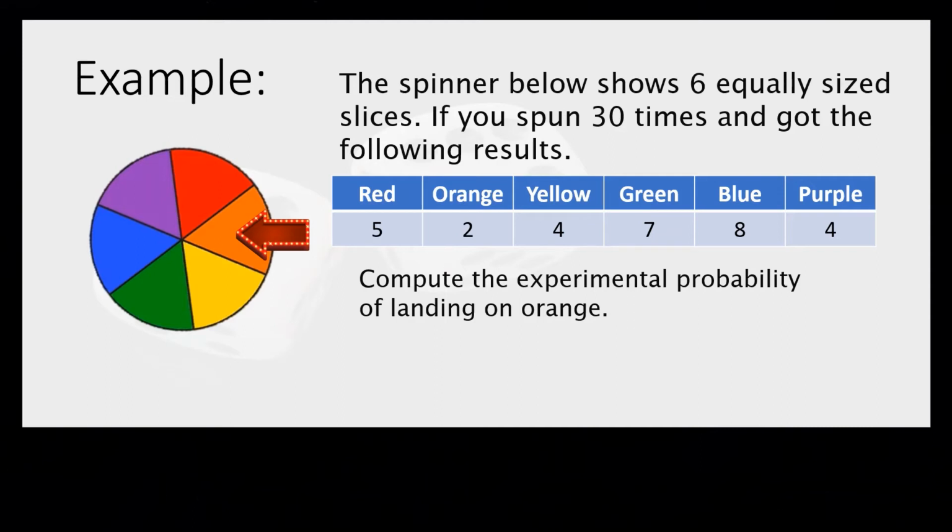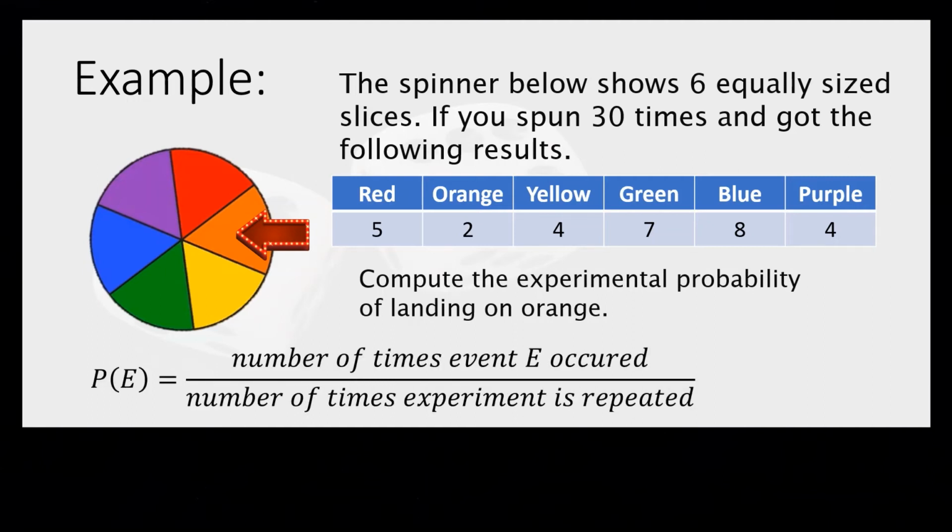Now, let us compute the experimental probability of landing on orange. Using our formula, we will identify the number of times event E occurred. So, tingnan natin yung orange. So, there are 2 times that event occurred. So, how about the number of times the experiment is repeated? Okay, so since we spun 30 times, it is 30. So therefore, we have now 2/30 or that is equivalent to 1/15.